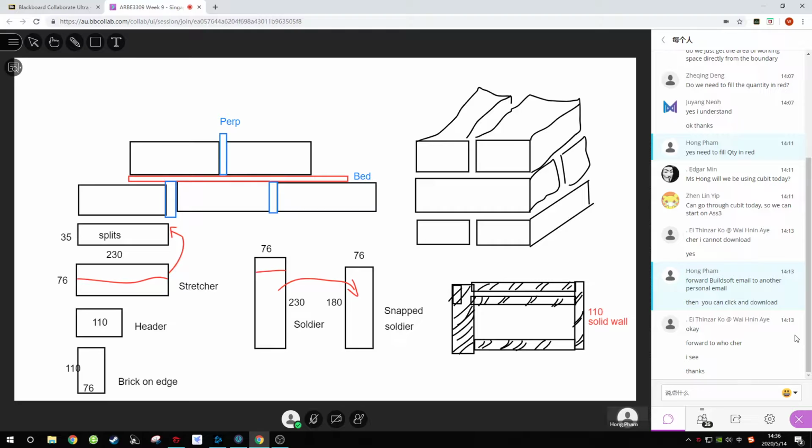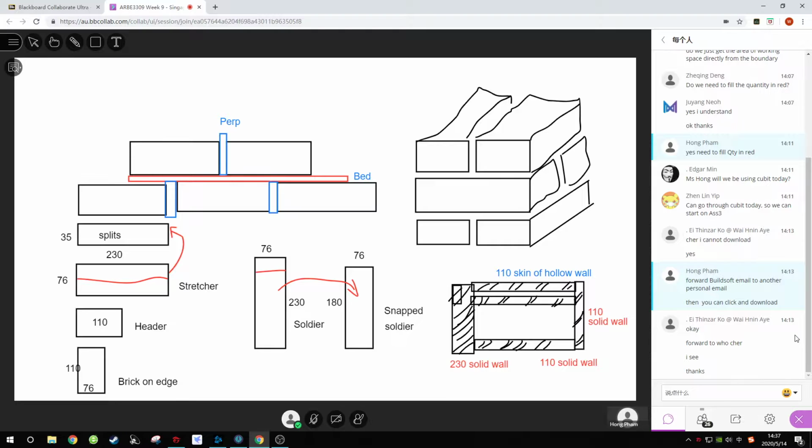This one is 230 solid wall. It's all brick wall. I also say this is 110 solid wall. About this one? This is a bit different. This one you call 110 skin of hollow wall. And another one, this is also 110 skin of hollow wall.